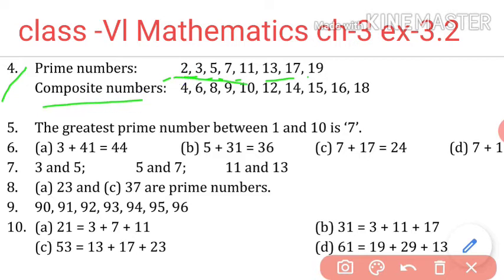And next, composite numbers. So the numbers other than prime numbers will be what? Composite numbers. Now 1 is neither composite nor prime, isn't it? So 1 we will not write. So next 4, 6, 8, 9, 10, 12, 14, 15, 16 and 18. These are what? Composite numbers up to 18. So this is your answer.